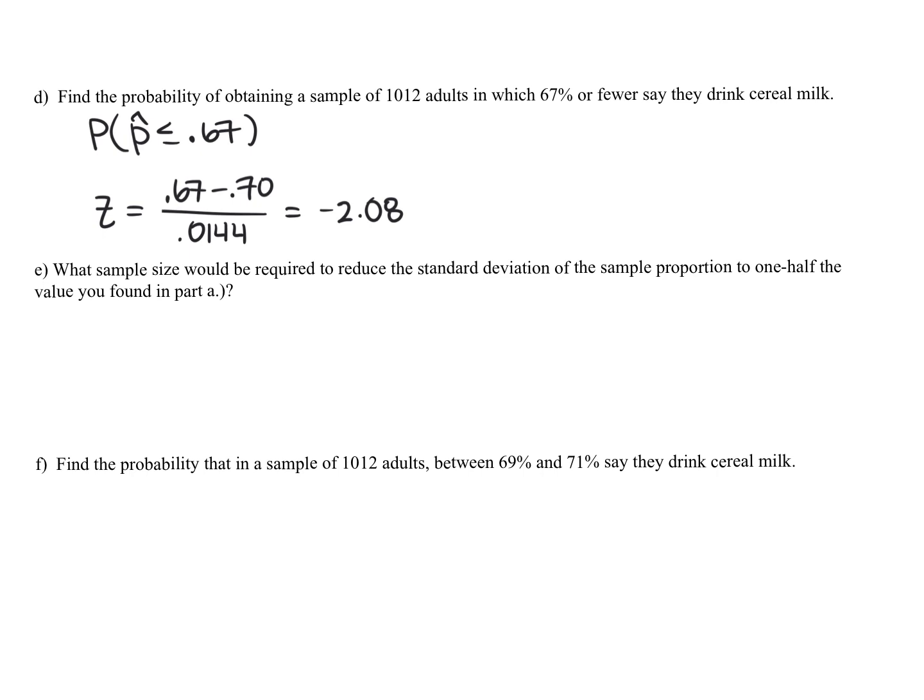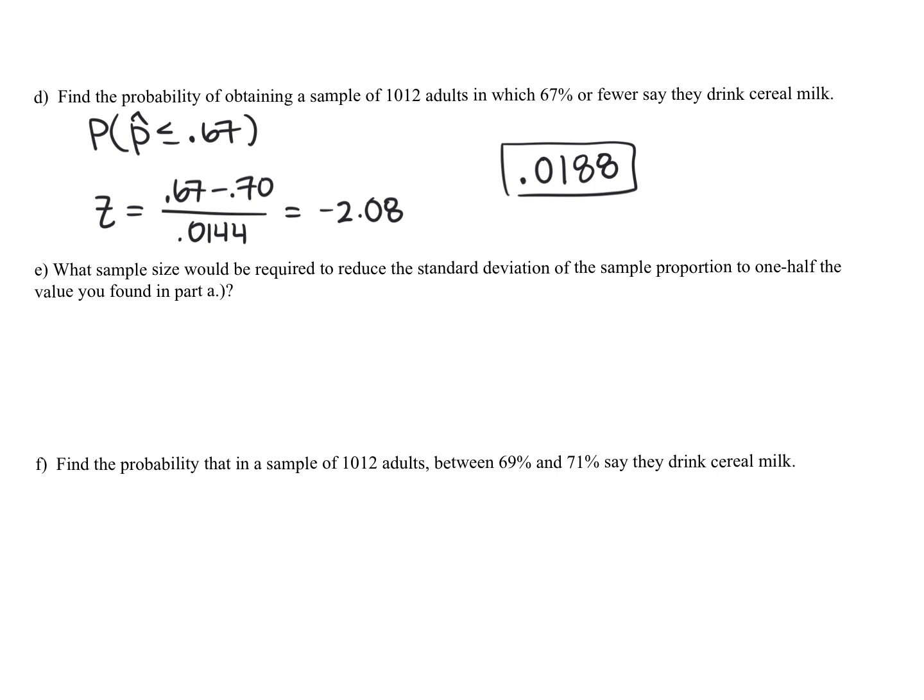So we're going to normal CDF. Our lower bound is going to be negative 1E99. Upper bound of negative 2.08. Mean and standard deviation of 0 and 1. And we're going to get 0.0188. So there's a little under 2% chance in which 67% or fewer say they drank the cereal milk, which means there's a very good chance it's actually a lot higher than that.